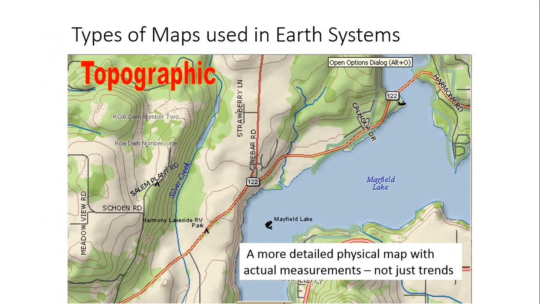So a topographic map is different from the other physical maps that we looked at, in that a topographic map actually gives us numbers. It doesn't give us just merely a range. It gives us actual numbers that we can read about elevation. So that's how topographic maps are different than those colored physical maps. They give us actual measurements, not just trends.